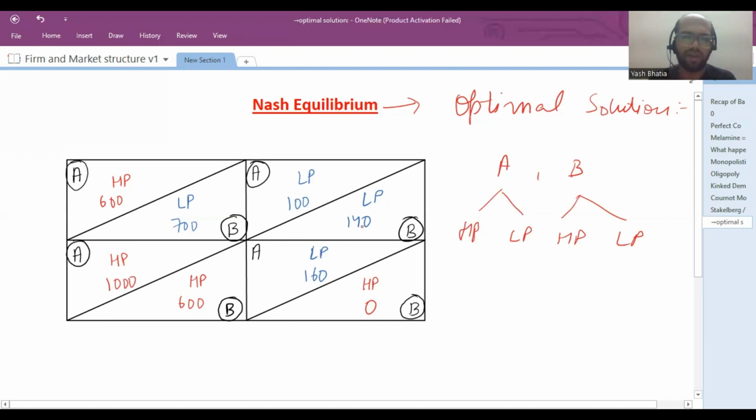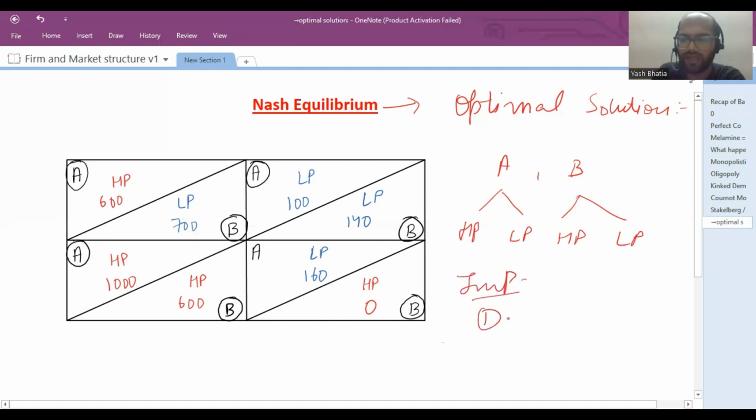Our goal here is to find the quadrant which maximizes both the producers, A and B, and it's the optimal solution. So how are we going to do it? We need to follow some rules. The rule is, a producer can shift from one quadrant to another only if two conditions are met. Very important rule.